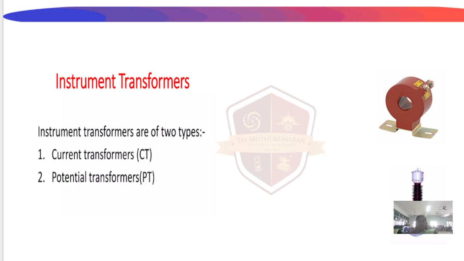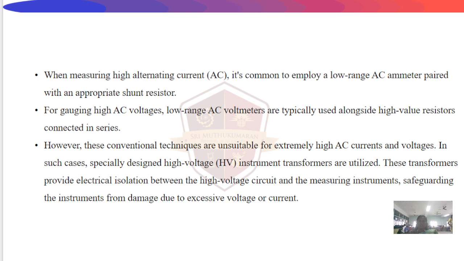Instrument transformers provide electrical isolation between high voltage power circuits and the measuring instruments. This isolation protects the measuring instruments and also ensures safety of the operator. The instrument transformers are classified into two types: current transformers and potential transformers.